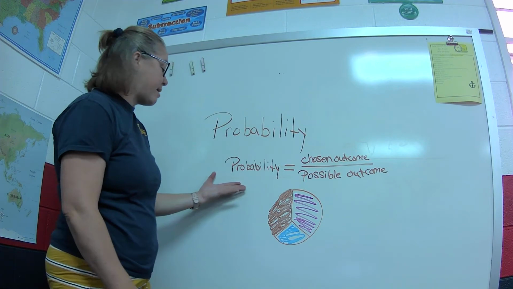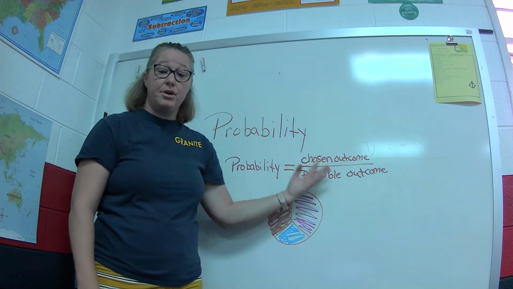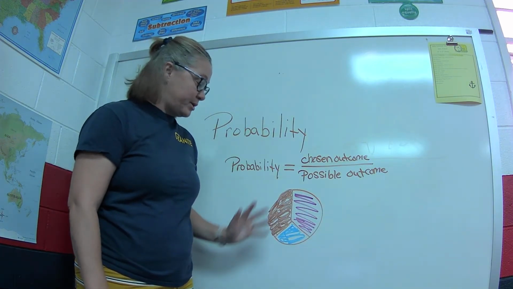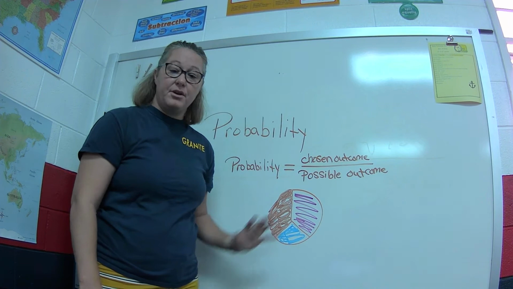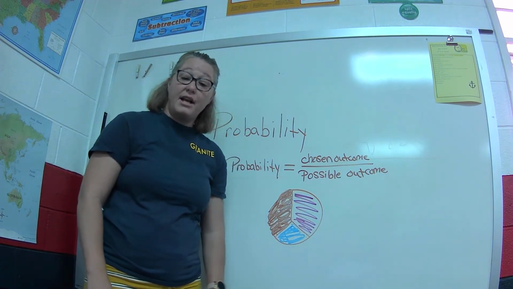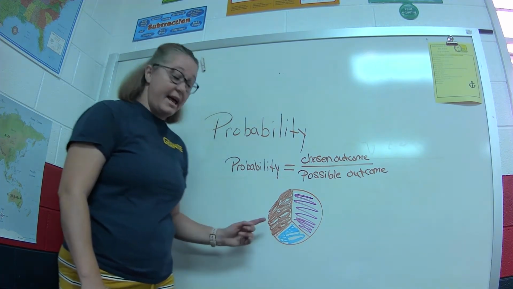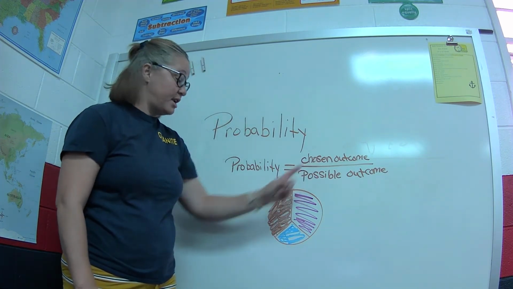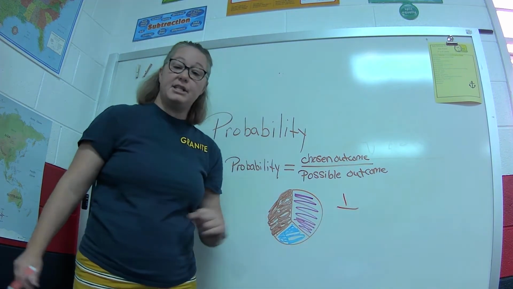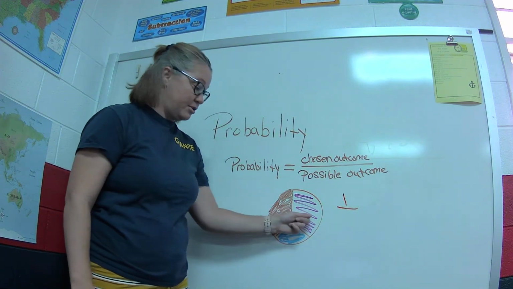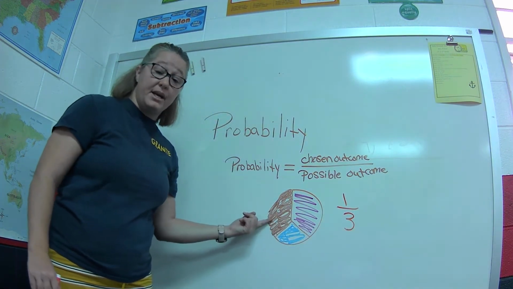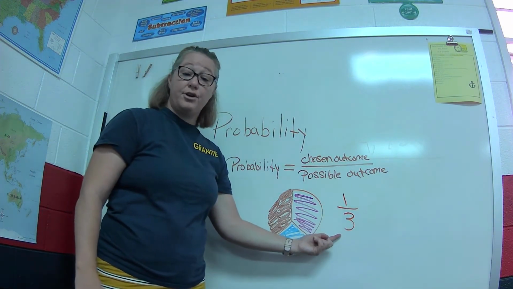So for example, we're going to take probability. We're going to put the chosen outcome over the possible outcome. If I have this spinner, or I have these three colors up here on this graph, and I asked you what's the probability that you would pick brown? Well, I have one brown. My chosen outcome was brown. That is 1. I have one chosen outcome. But how many possible colors do I have? I have 1, 2, 3. So the probability of picking brown would be 1/3.